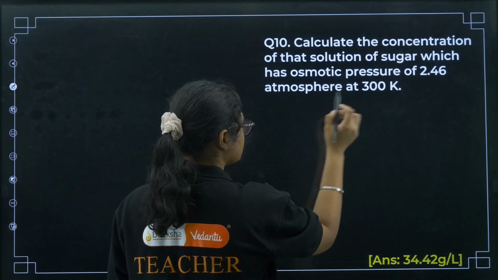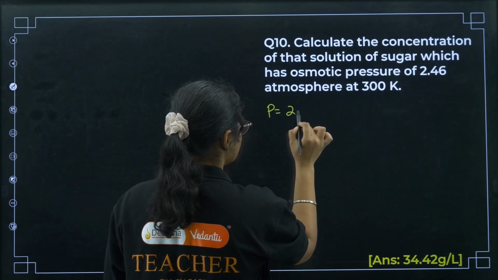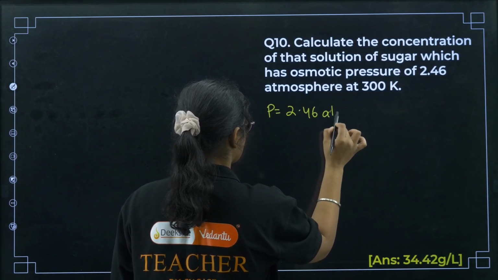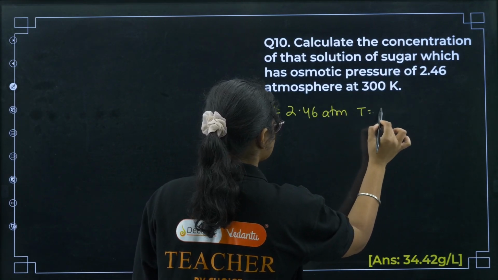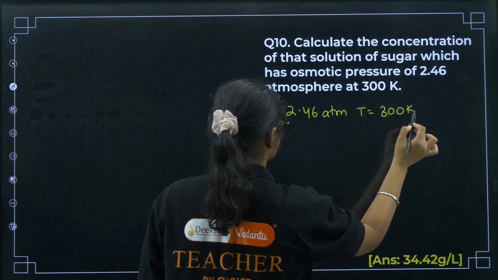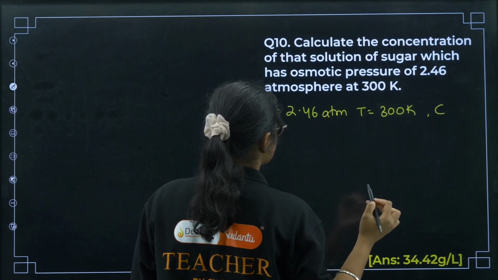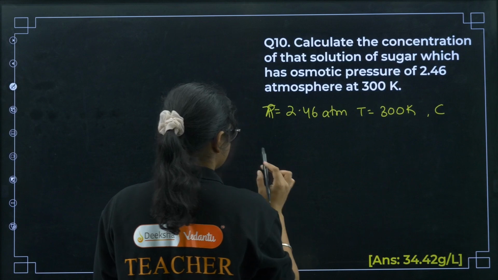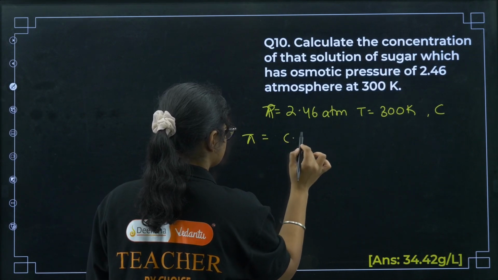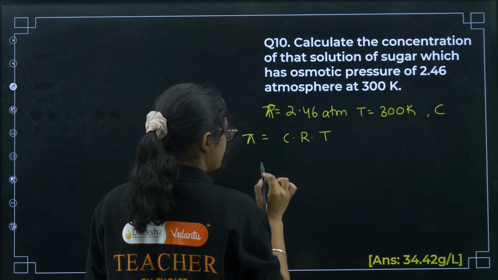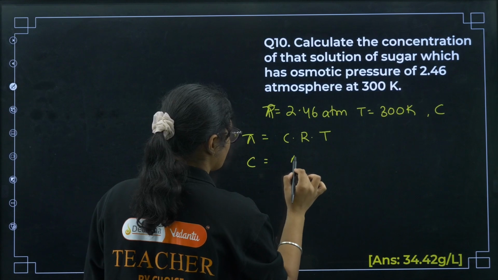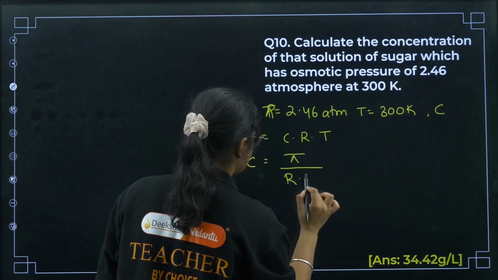So what have we been given? Pressure is already given to you, in atm, right? And temperature is also given. We just need to find C. Pressure means osmotic pressure here. So I can just put pi is equal to C into R into T, right? So concentration will then be equal to pi divided by R into T.